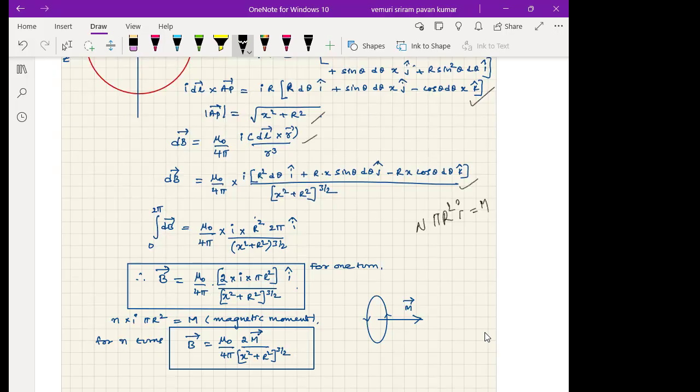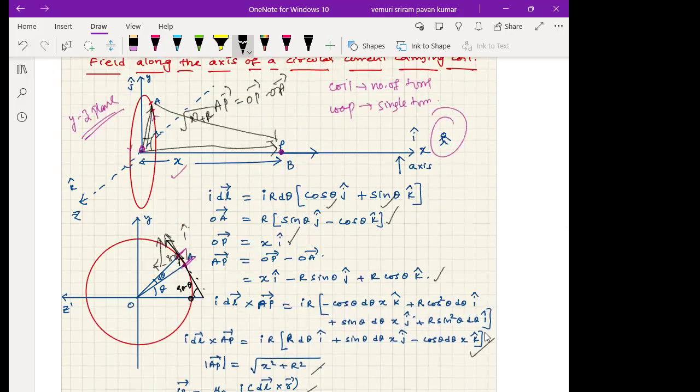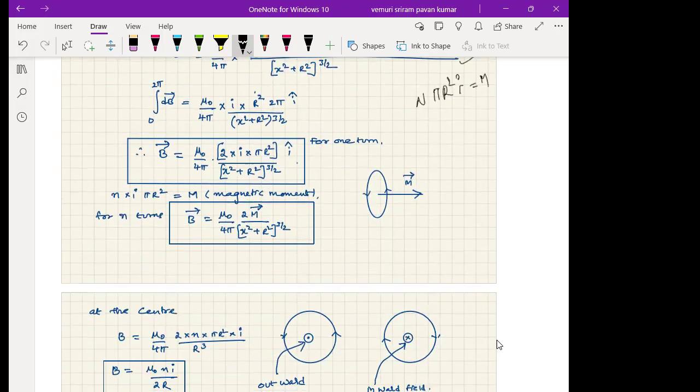So what is the direction of magnetic moment? I told you already in the previous week. You take the right hand, take the curl of your four fingers along the direction of flow of current. Thumb gives the direction of magnetic moment. Now this loop acts as a dipole. This entire arrangement is equivalent to a magnet. North pole, south pole, like this. And this is the expression for magnetic moment.